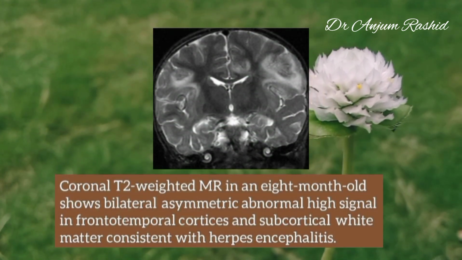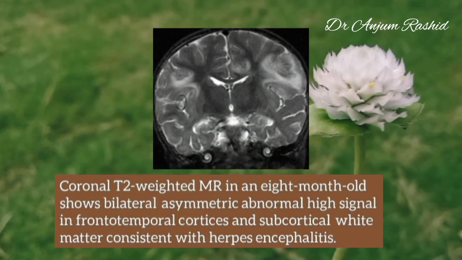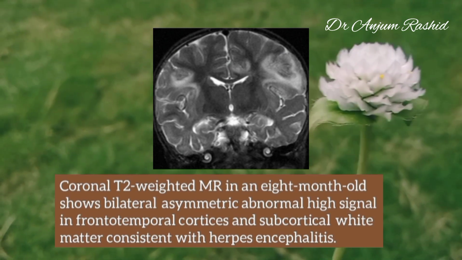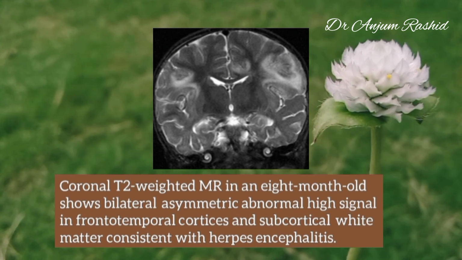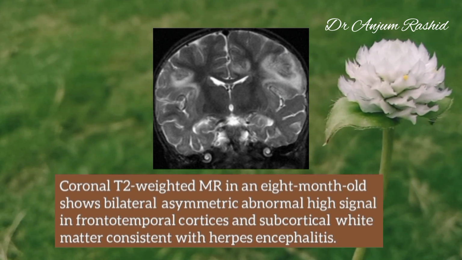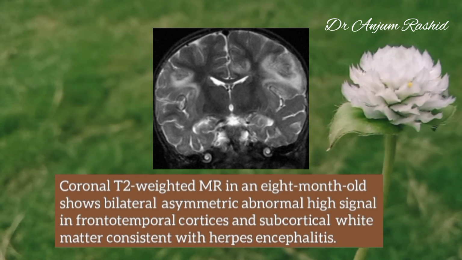Now, coronal T2 weighted MR in an 8-month-old. It shows a bilateral asymmetric abnormal high signal in the frontotemporal cortices and subcortical white matter. This is consistent with herpes encephalitis.